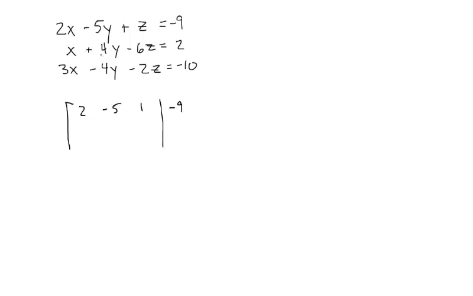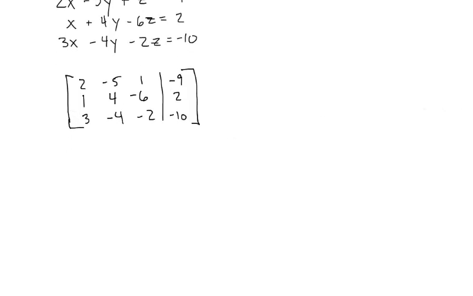And x plus 4y minus 6z is equal to 2. So 1, 4, negative 6, and 2. And we have 3x minus 4y minus 2z is equal to negative 10. So 3, negative 4, negative 2, and negative 10. And now we're going to use our row operations to solve this.